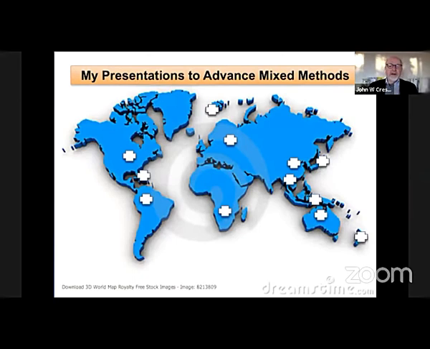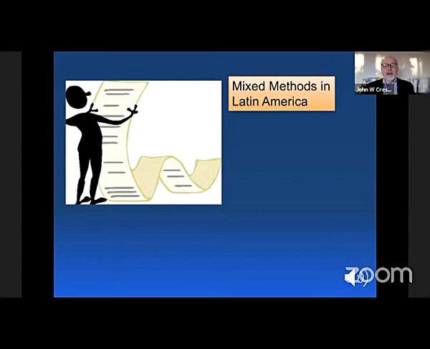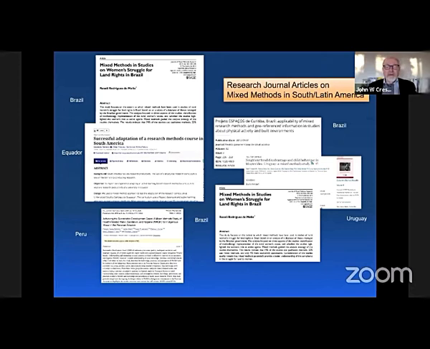Just a few thoughts about mixed methods research in Latin America. I went into the literature, and of course, people are writing mixed methods studies in South America and Latin America. I pulled out this article up on the left from Brazil on women's struggles of land rights. Then in Ecuador about research methods courses that are coming along. And in Peru, a health-related study. Then from Brazil, another study on mixed methods research and geo-referenced information.